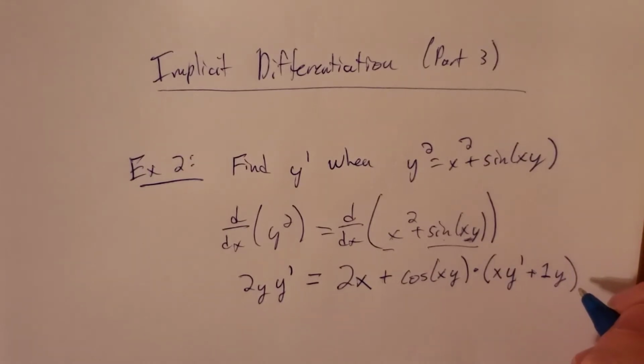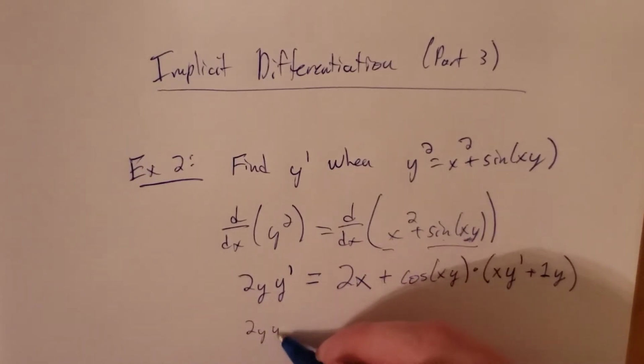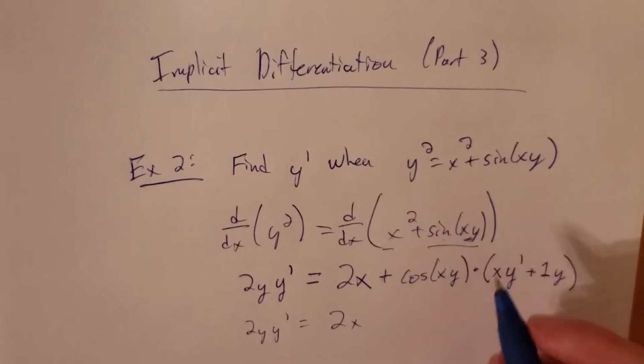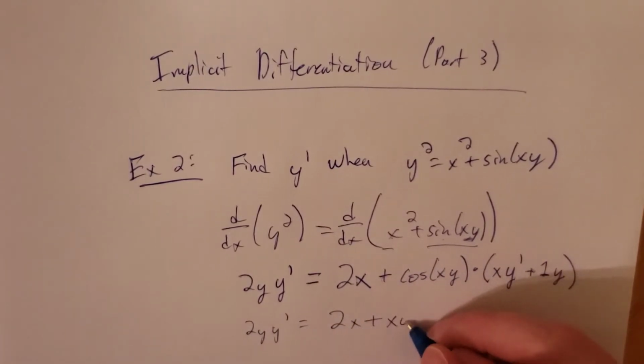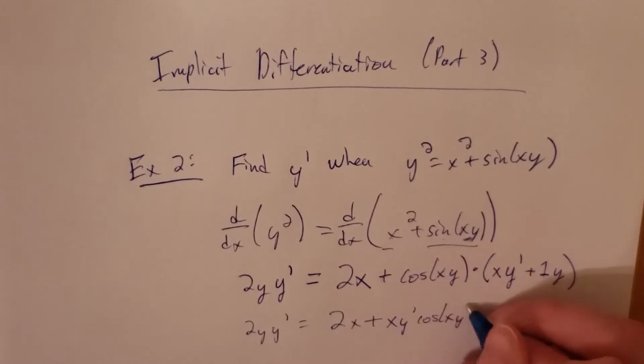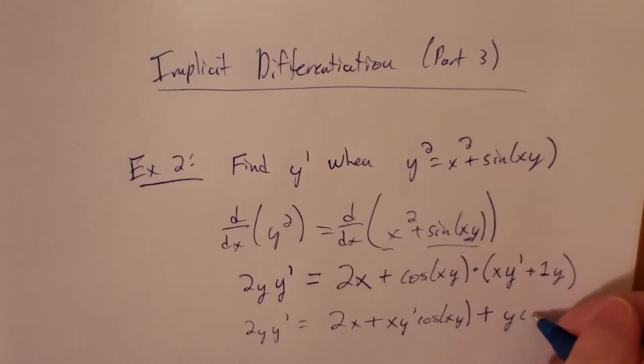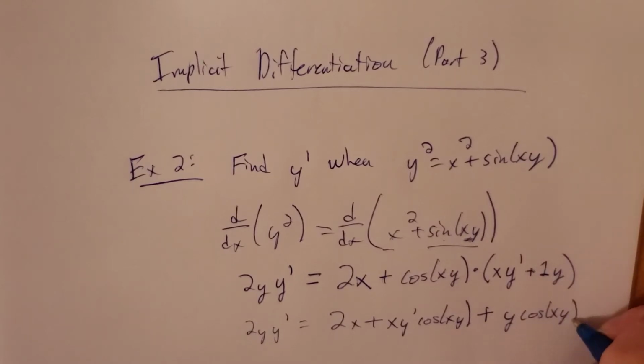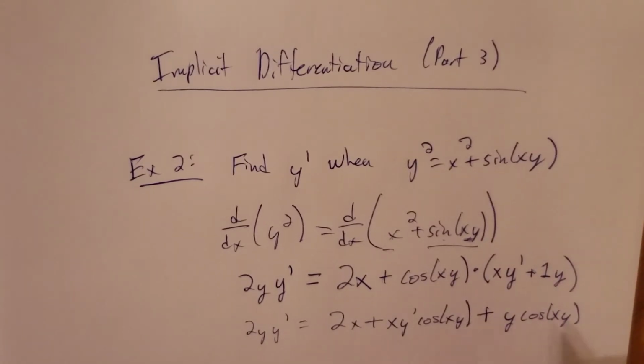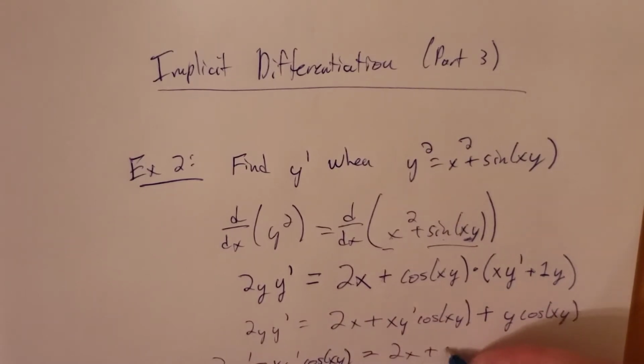And then we want to solve for y prime. How do we do that? We collect all of the terms with y prime on one side. So this is 2y y prime is equal to 2x plus x y prime cosine of xy, plus y cosine of xy. And then we move everything with a y prime in it to one side. So this is 2y y prime minus x y prime cosine of xy is equal to 2x plus y cosine of xy.